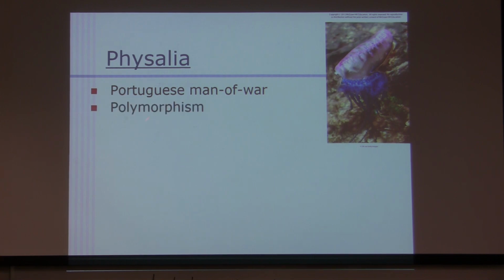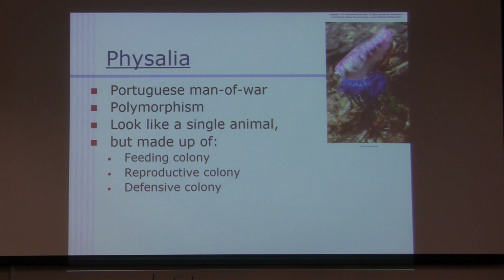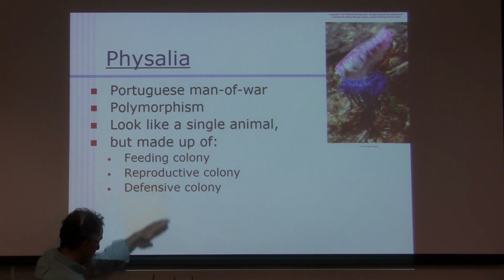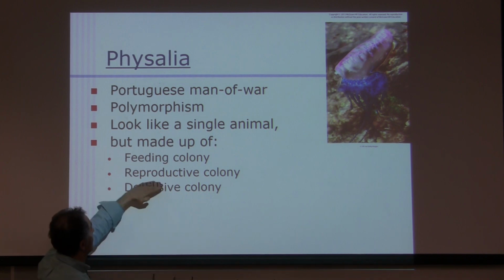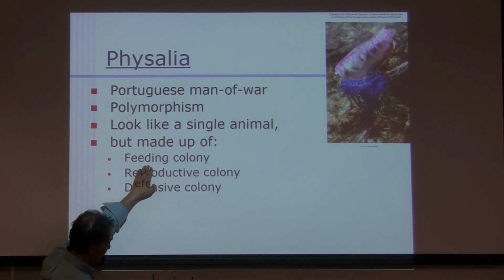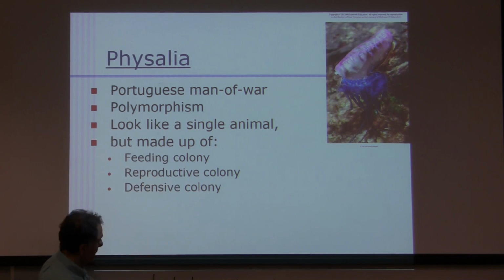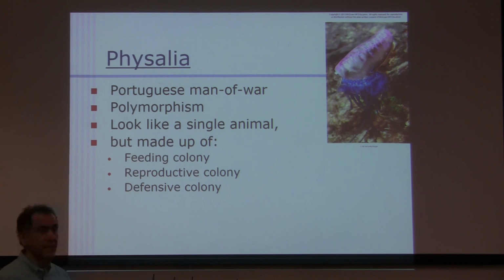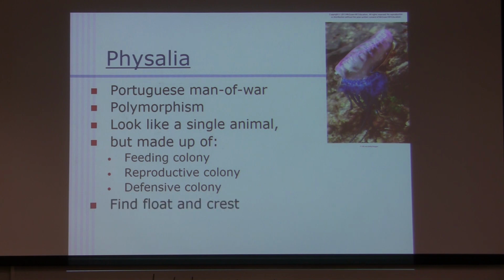Polymorphism means they have many shapes forming in one colony and look like a single animal, but it's made up of a feeding colony, which is gastrozoite, a reproductive colony, gonozoite, and a defense colony, dactylozoite. So that's pretty much what the Physalia is made of.